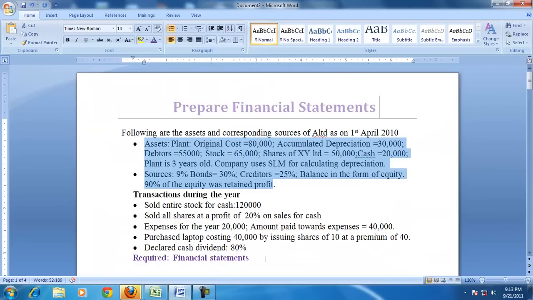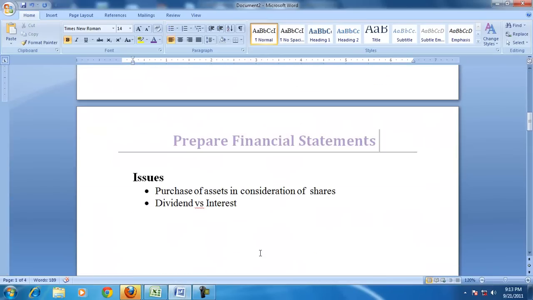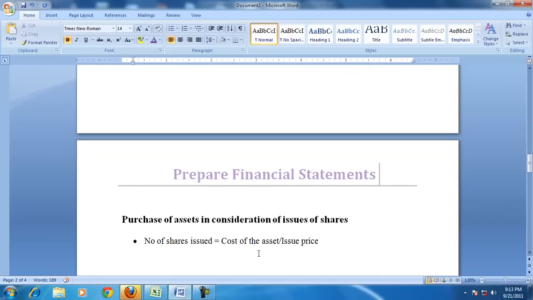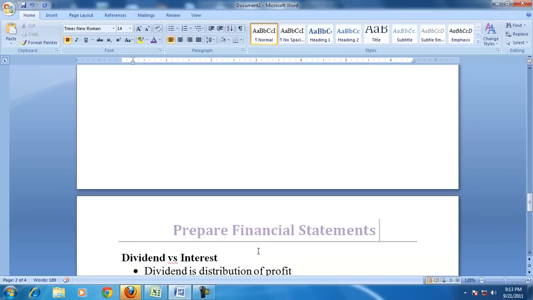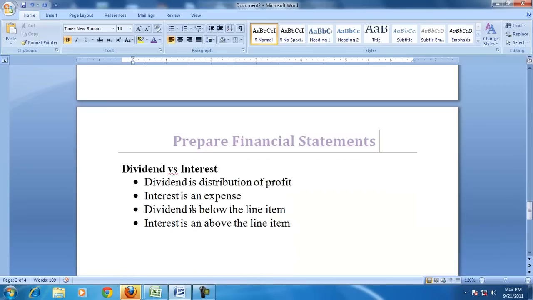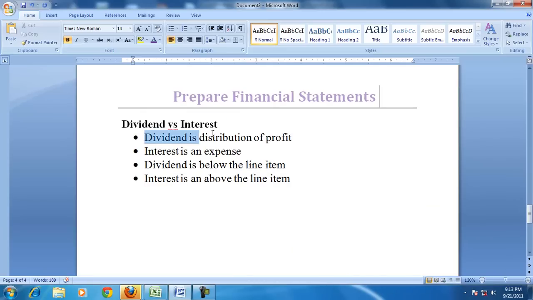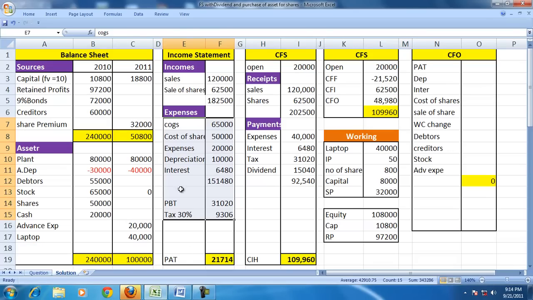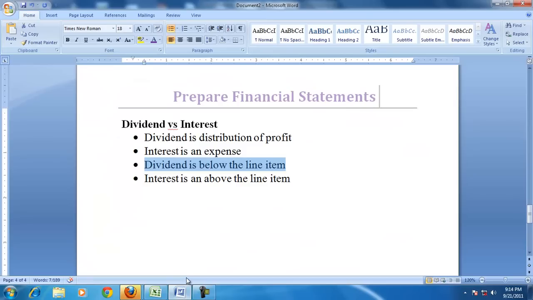So one of the important items here is the distribution of dividend, and the dividend versus interest difference. The dividend is a distribution of profit, whereas interest is an expense. Dividend is a below the line item. We don't show the dividend above the line, when I say above the line, I mean above the profit. If you want, we can show the dividend below the line, which shows the appropriation of profit. Whereas interest is an above the line item.